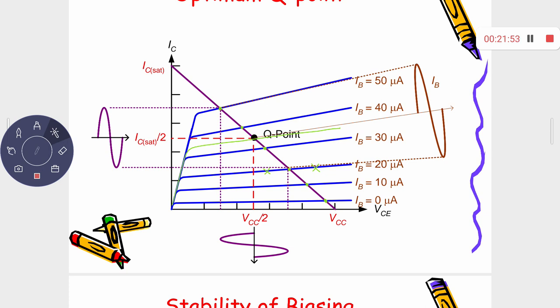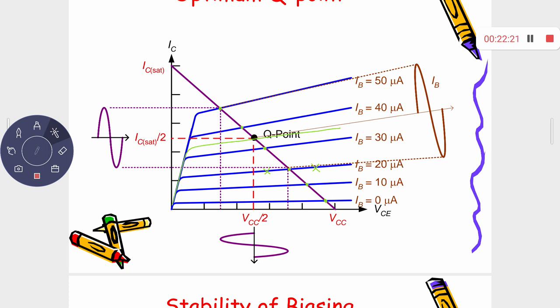Suppose this 50 microampere is the highest base current in the active region. If the base current is more, the device enters into the saturation region. So that is the maximum limit. And here it is 0 microampere. Now suppose you wish to place the DC base current at 40 microampere, that is, you would like to place the DC operating point over here. What is the problem then?